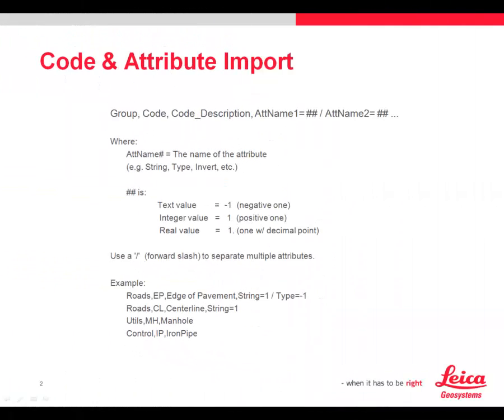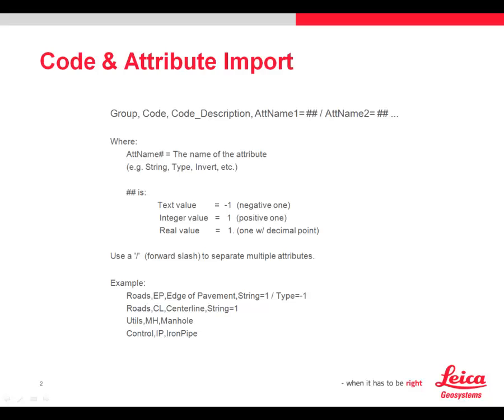In our previous example, we imported a code list that was just a group code and code description. The code list import script allows us to extend this a little bit, and essentially we can build our attribute structure if we're utilizing one. So after the code description, we would follow that with a comma, the name of the first attribute, an equal sign, and an indication of the value type. I'll explain those in a moment.